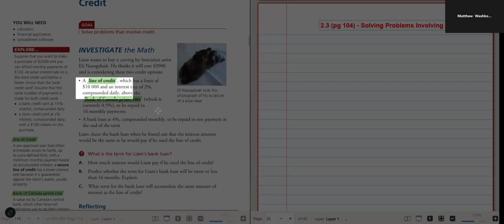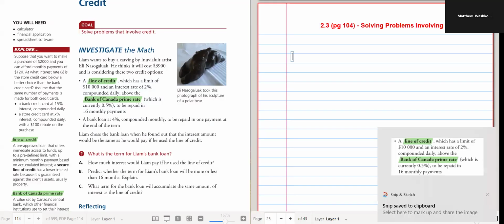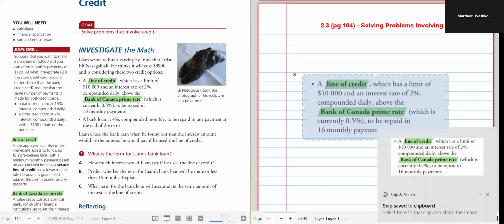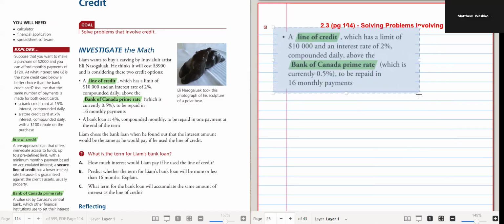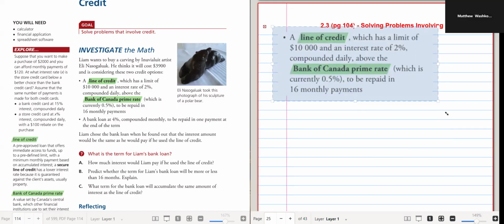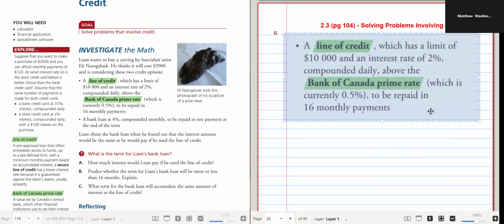First thing we have here is a line of credit and a Bank of Canada prime rate. A line of credit has a limit of $10,000 and an interest rate of 2%, which is compounded.